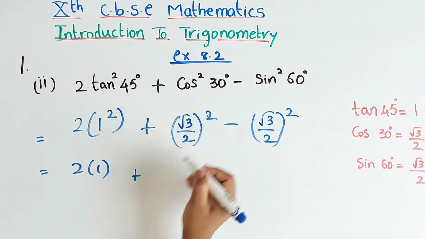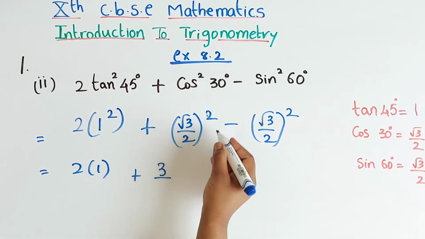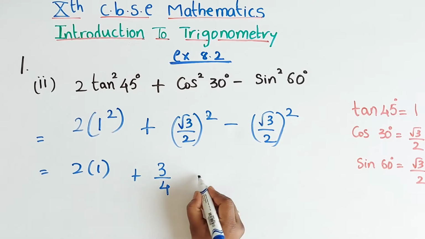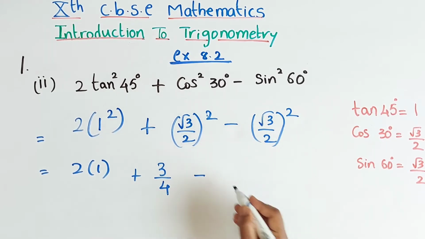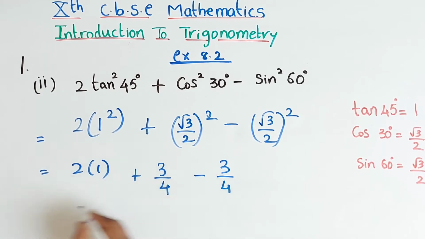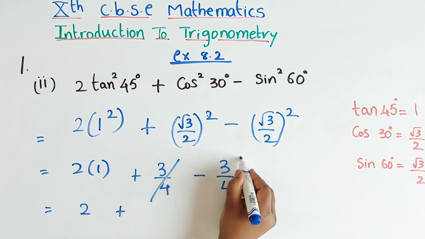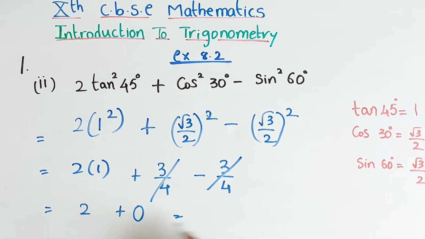Root 3 into root 3, that is 3, 2 into 2, 4. Root 3 by 2 whole square equals 3 by 4. Minus, here also root 3 by 2 whole square, 3 by 4, children. 2 into 1, this is 2, plus 3 by 4 minus 3 by 4. That is 0, right? 2 plus 0, the answer is 2 here.